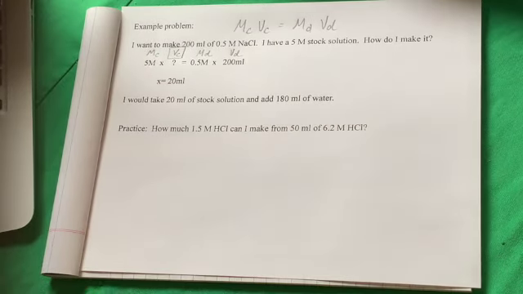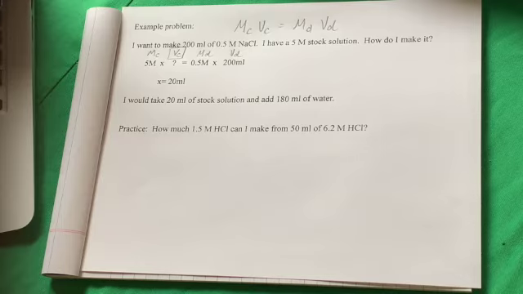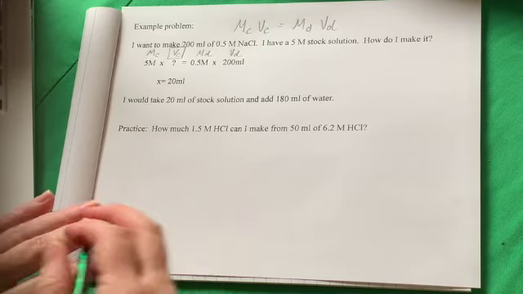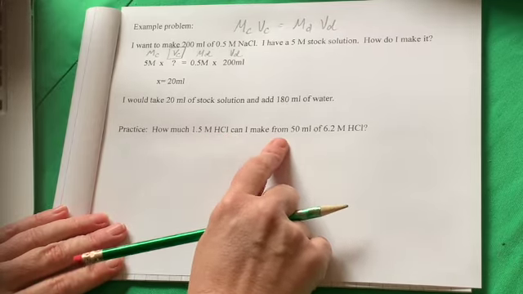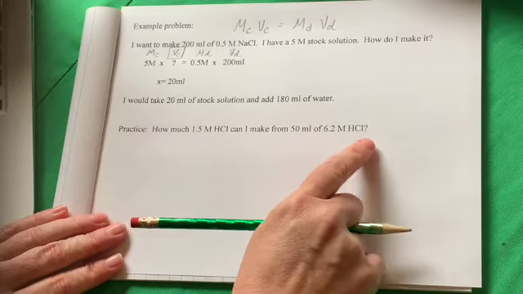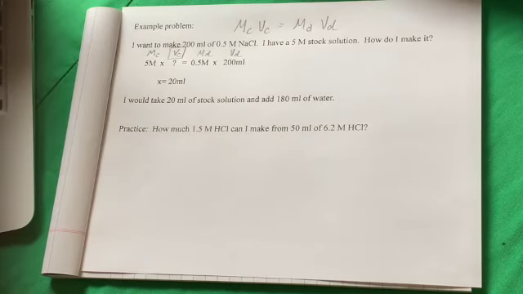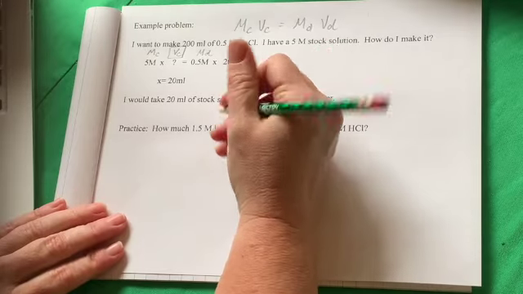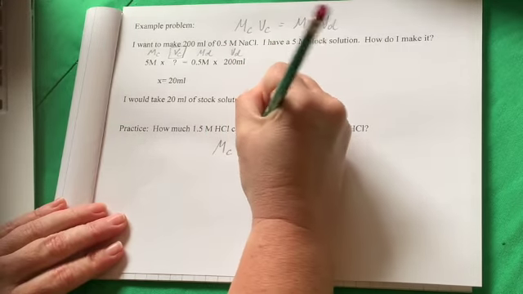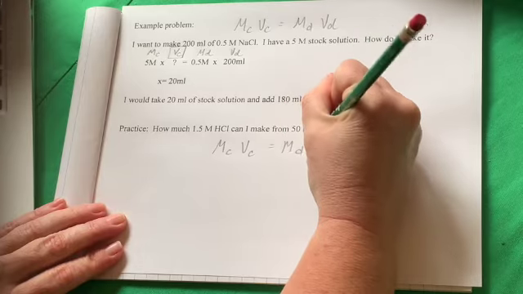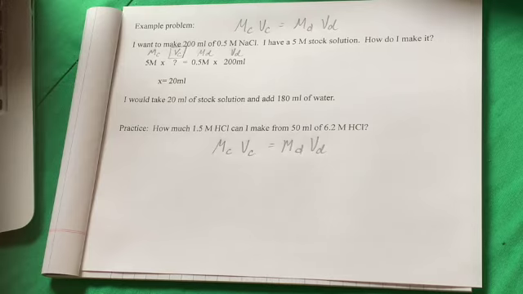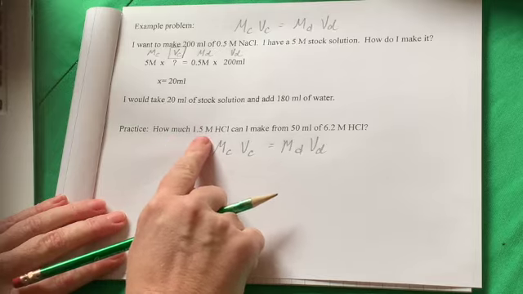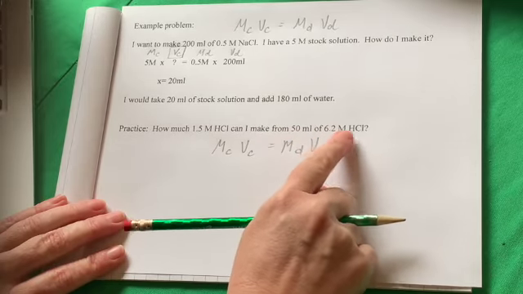Okay, let's go on ahead and do this practice. Feel free to pause and try it on your own. How much 1.5 molar hydrochloric acid can I make from 50 mils of a 6.2 molar HCl? So this is still dealing with the dilution problem, so we're going to still use MCVC is equal to MDVD. This one, however, is not talking about making a solution. I just want to know how much solution I could make. So how much 1.5 molar can I make from 50 mils of 6.2 molar?